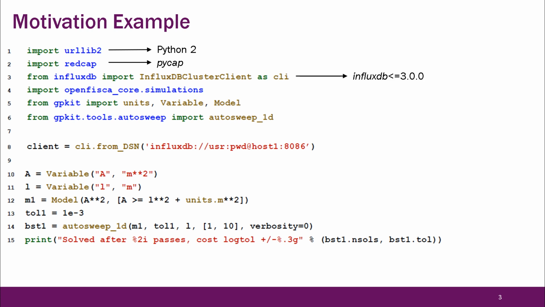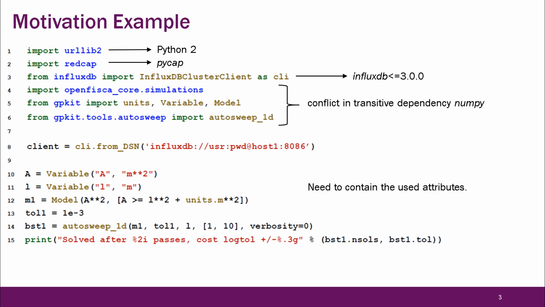The last version of InfluxDB that contains the attribute InfluxDBClusterClient is 3.0. Furthermore, installing the latest versions of OpenFisca-Core and jpkit causes a dependency conflict in the transitive dependency NumPy. So we should select the appropriate versions for the packages to ensure compatibility. Surely the inferred packages need to contain the attributes used in the code.